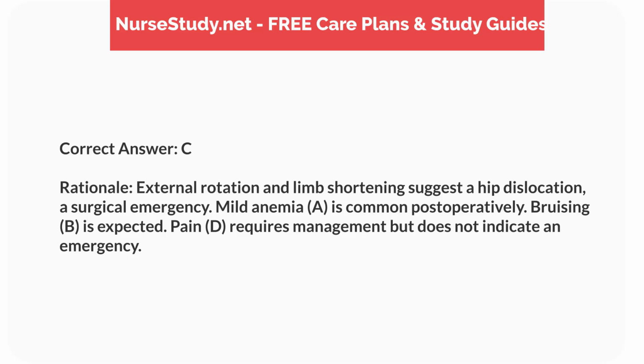Correct answer, C. Rationale: external rotation and limb shortening suggest a hip dislocation, a surgical emergency. Mild anemia, A, is common postoperatively. Bruising, B, is expected. Pain, D, requires management but does not indicate an emergency.